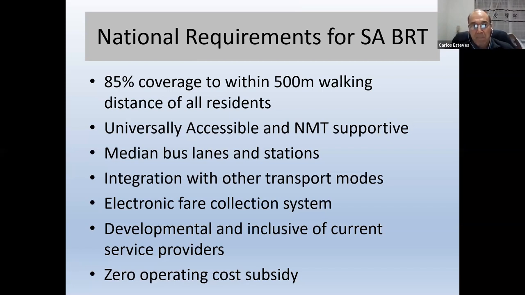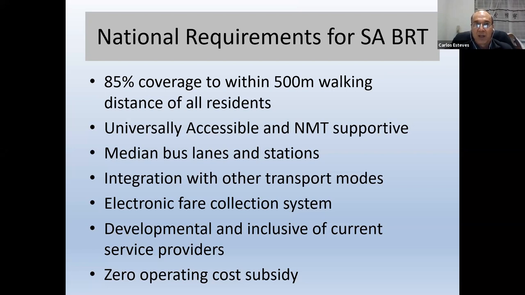The bus lanes must be in the median, that is in the middle of the road, and the stations must be in the median, in the middle of the road. That's a BRT requirement. It must integrate with other transport modes like rail and other bus systems. The fare collection, the ticketing system, must be electronic, collected through a tap-and-enter system. It must be developmental, and it must be inclusive of current service providers.